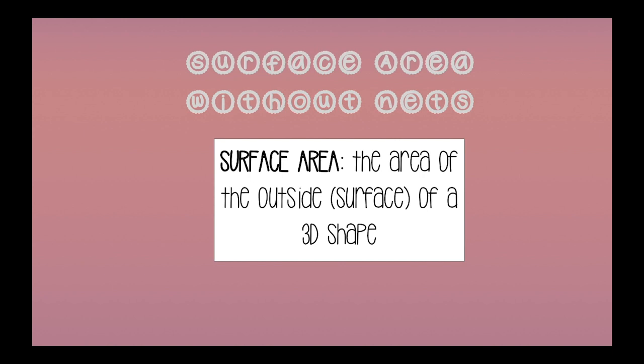So yesterday in 6th grade, you learned all about surface area using nets. Today we're going to talk about solving surface area without nets. It's a little bit trickier, but I think we're up for the challenge. As a reminder, when we're finding surface area, we are finding the area of the outside surface of a 3D shape. So we're only focusing on the outside of this big prism.